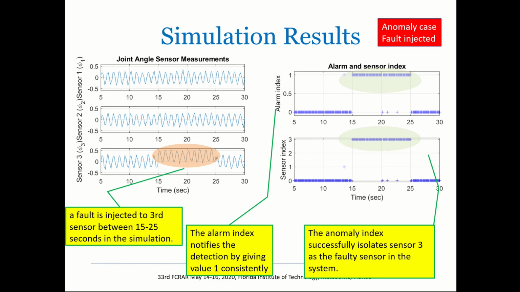Here's the case where there's a fault injected. It's injected between 15 seconds and 25 seconds, as you can see in feed 3. You can also see within the algorithm, in the alarm and sensor index, that it is correctly identified as an error in the alarm index, and that in the sensor index, sensor 3 is determined to be the one at fault. So both are successful.